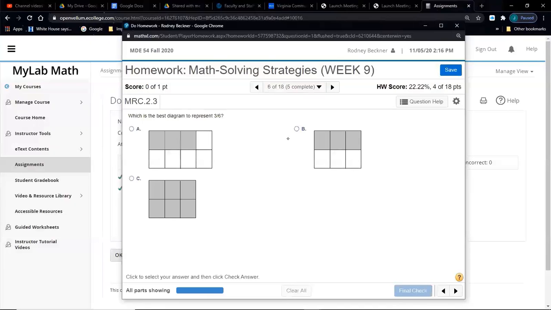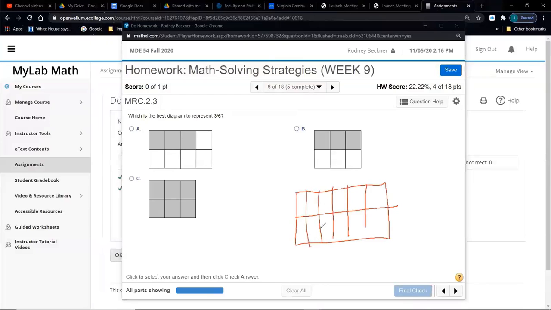Which is the best diagram to represent 3/6? Now, 3/6 does not have to be divided up into 6 segments. You could actually have it 1, 2, 3, 4, 5. All right. Ignore the size difference in these, but I can draw up a fraction, an image that would represent 3/6 by just shading a certain number of these, and I'll give that away at the end.